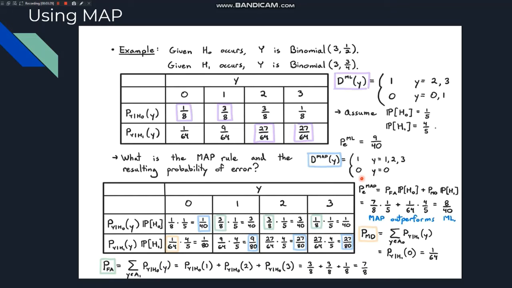Now calculating the probability of error, which is equal to probability of false alarm into P of H0 plus probability of miss into probability of H1, which is equal to 7 by 8 into 1 by 5 plus 1 by 64 into 4 by 5, which is equal to 8 by 40. So here you can see that the MAP rule has outperformed the ML rule.